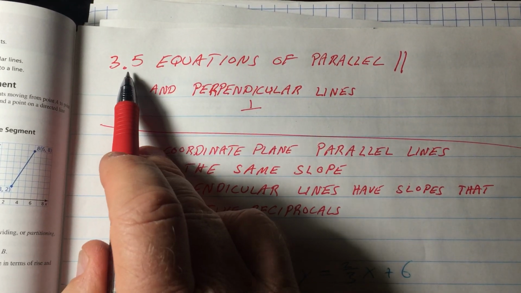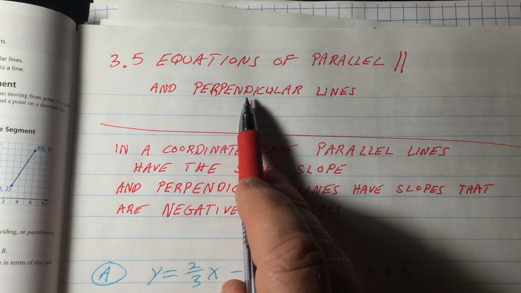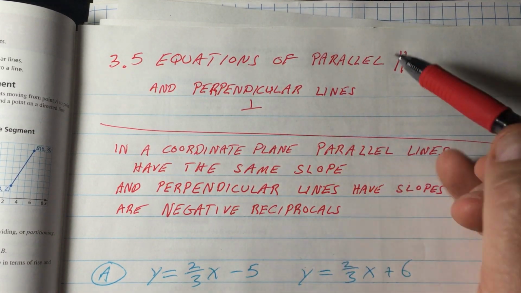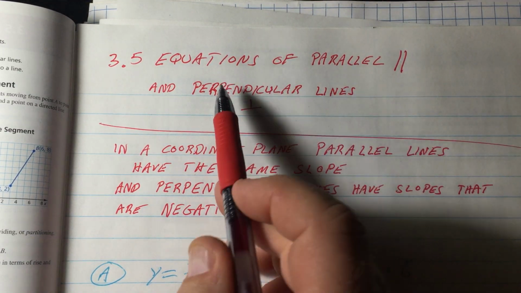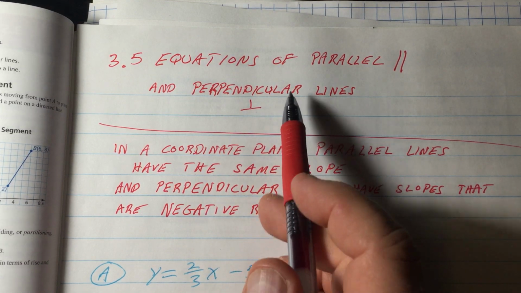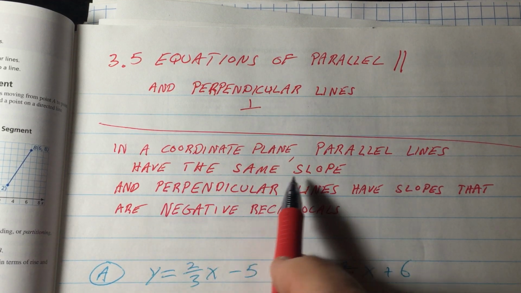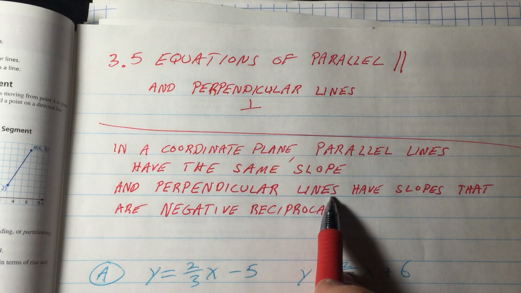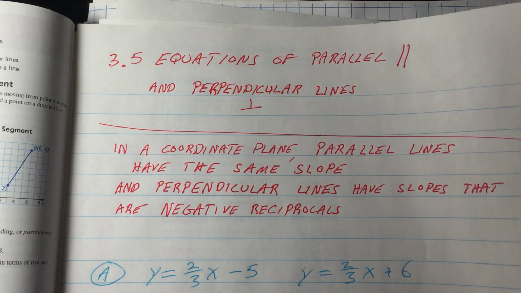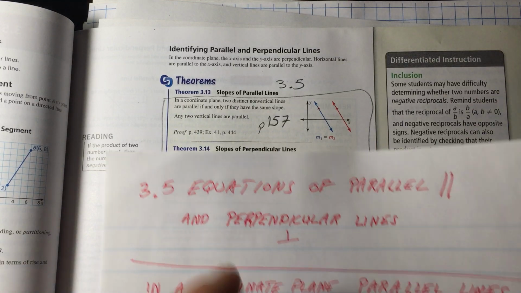Alrighty then. 3.5, equations of parallel and perpendicular lines. Equations of parallel, that's the symbol for parallel. That's the symbol for perpendicular. So in a coordinate plane, parallel lines have the same slope and perpendicular lines have slopes that are negative reciprocals. So the book's going to have you do all this stuff. You can write all that stuff, but it's the same thing as this.